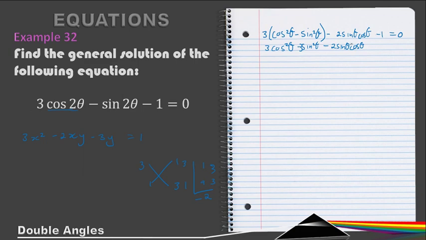Now if I look at this 1, instead of maybe taking it over, there is another option we can try, and that is to change the 1 into sine squared theta plus cos squared theta, and see what we can do with that. So this is going to be sine squared theta plus cos squared theta equal to 0. Now this is then still the 3 cos squared theta minus 3 sine squared theta minus 2 sine theta cos theta minus sine squared theta minus cos squared theta.